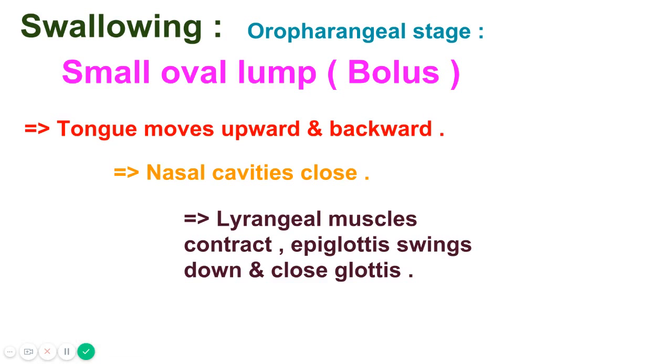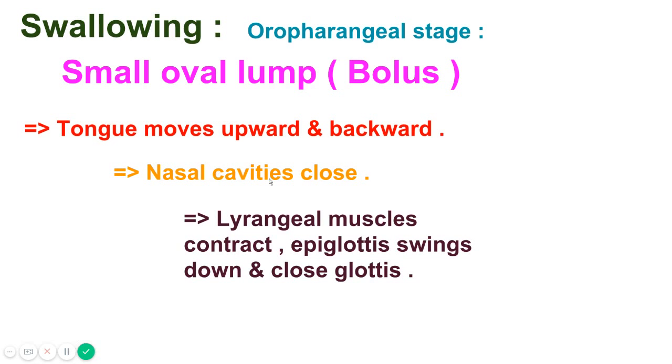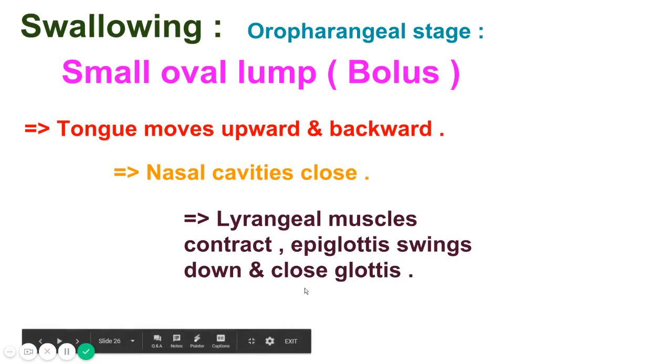Now comes the swallowing. As a result of mastication, the softened, partly digested slimy food mass is rolled into a small oval lump called bolus. The mechanism of swallowing involves the tongue moving upward and backward, the nasal cavities closing, and the laryngeal muscles contracting, which is then followed by the epiglottis, which swings down and closes the glottis.